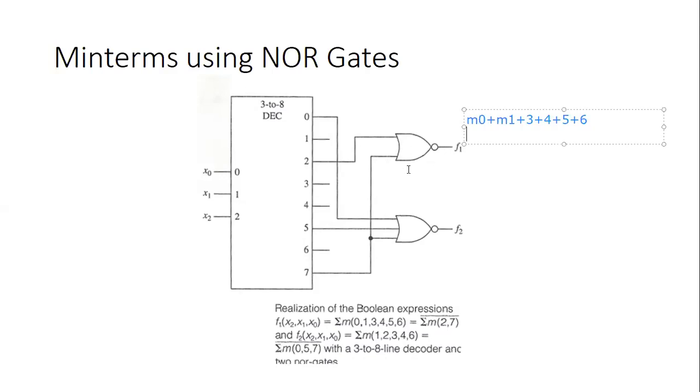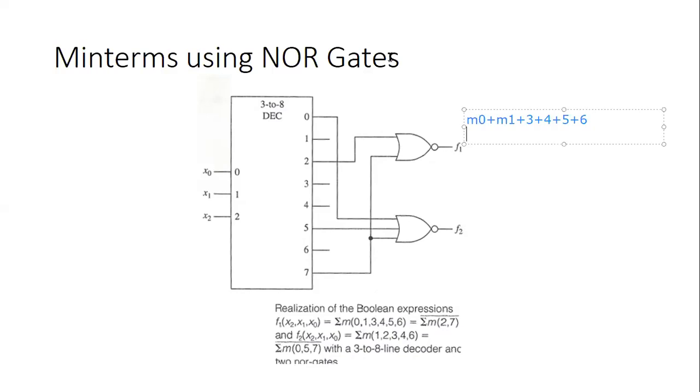If you are using OR gate, combine 0, 1, 3, 4, 5, 6 directly and give it to an OR gate. Similarly over here, combine 1, 2, 3, 4, 5, 6 and give it to an OR gate. You will implement the function F2. But if you have to implement using NOR gate, the question here is min terms using NOR gates.